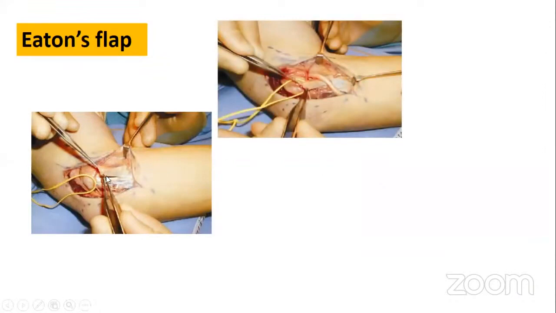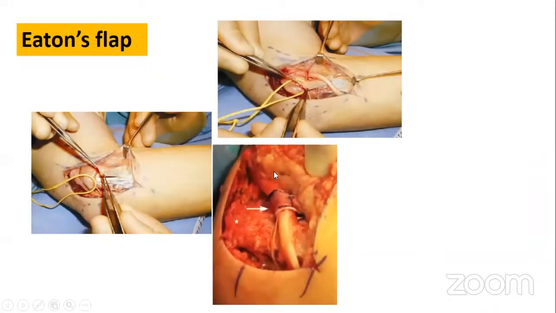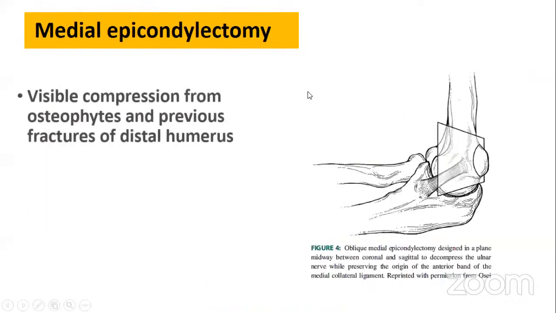This is the Eaton flap taken from a textbook. So you take the fascia from the flexor pronator mass like this, and then make a sling here. Okay, like this. So this is called the Eaton's flap. If the nerve is really badly subluxating, you might have to do that. Otherwise, transposition is good enough.